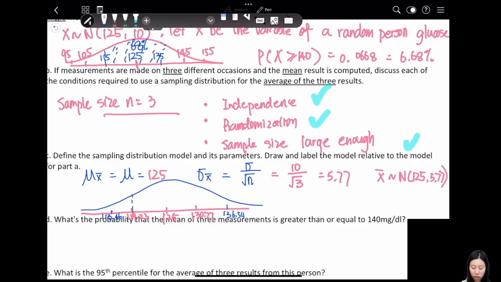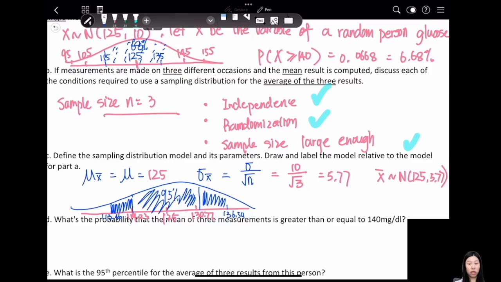And within one standard deviation, we have what? This takes up 68% of the area. And then within 2 standard deviations, they should have what? 95% by the empirical rule. Oops. It takes up 95% of the area. So this is the sampling distribution that we have.